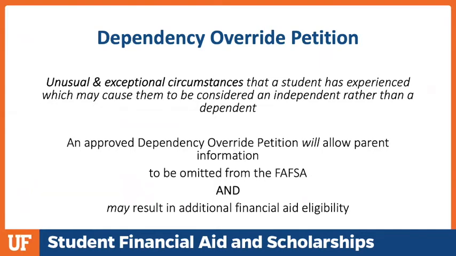Moving from a dependent to an independent student may result in excluding parent information on the FAFSA, which means less income and can mean increased eligibility for financial aid. It could even increase your loan limits, as I briefly mentioned before. Amounts do differ between dependent and independent students. So if you do get an approved dependency override petition, this will allow the parent information to be omitted from the FAFSA, and you may end up being eligible for additional financial aid.